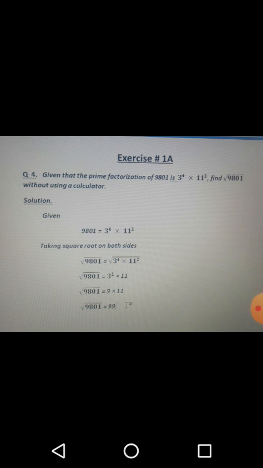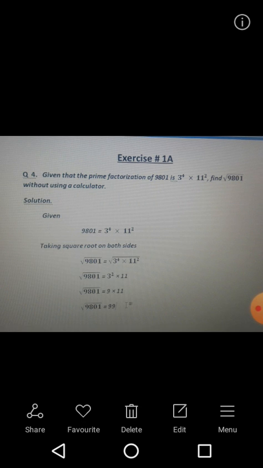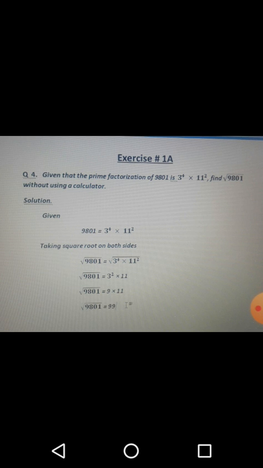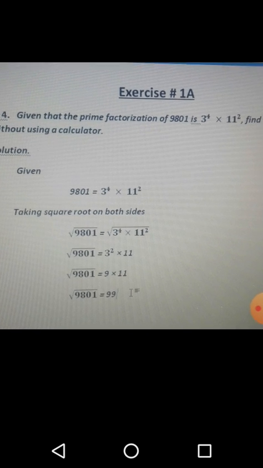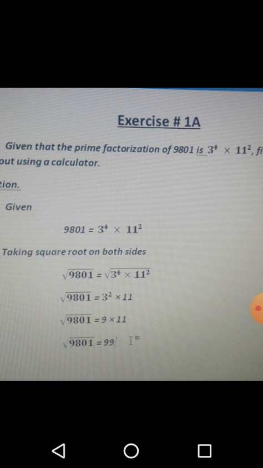As you know, the value of a square root is the power 1 divided by 2. When we divide the power of 3, which is 4, by 2, the answer will be 2, which is the new power of 3. In the same way, when we divide the power of 11, which is 2, by 2, the power of 11 will be 1.